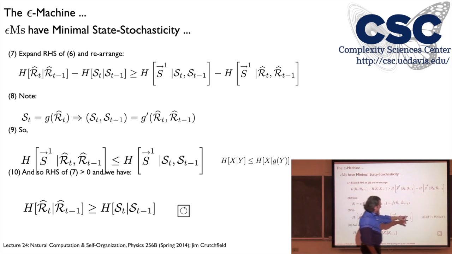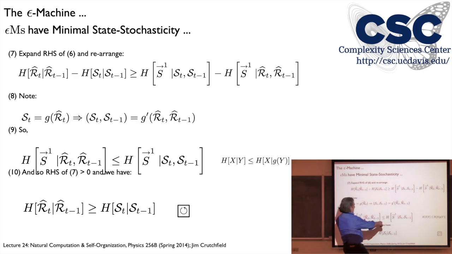Right, I'm just using this identity here. Uncertainty in x given y is less than uncertainty in x given some function of y. All the g can do here is throw away useful information from y that will make x look more uncertain. That's all I've done here, right? Because the causal state pair is a function of this detailed information I had.